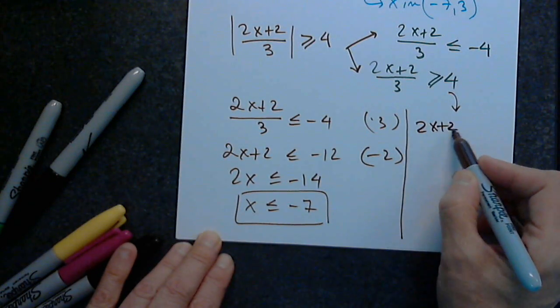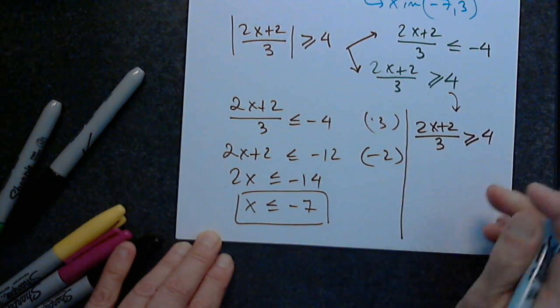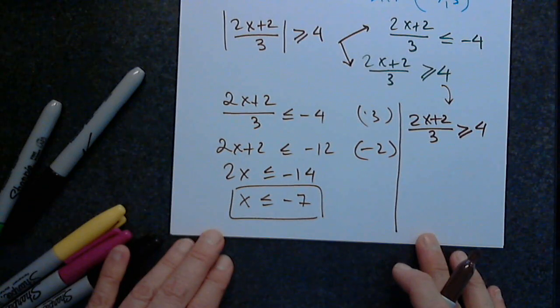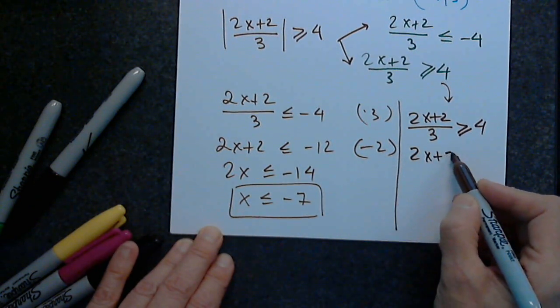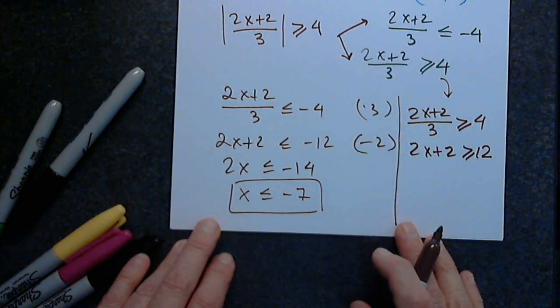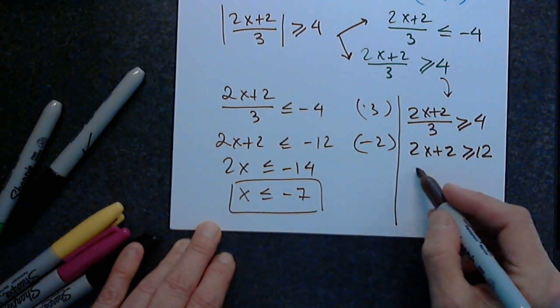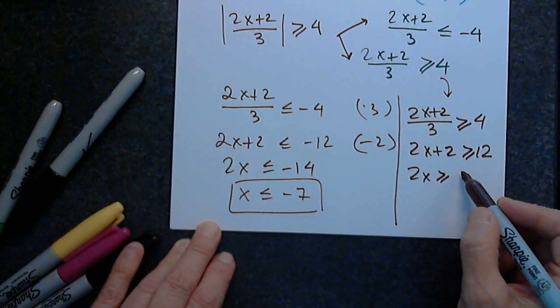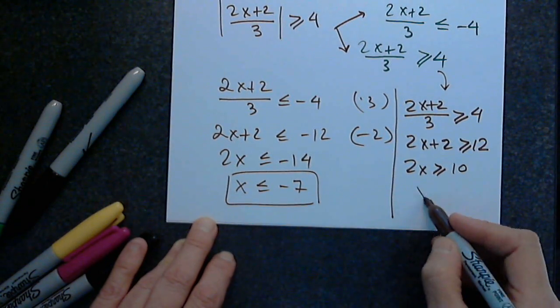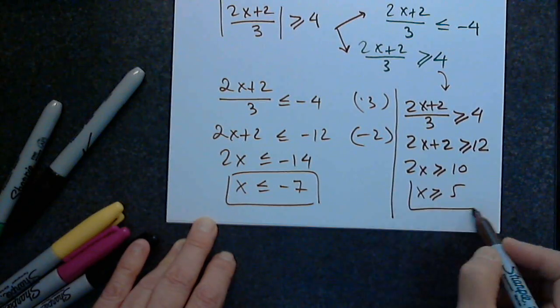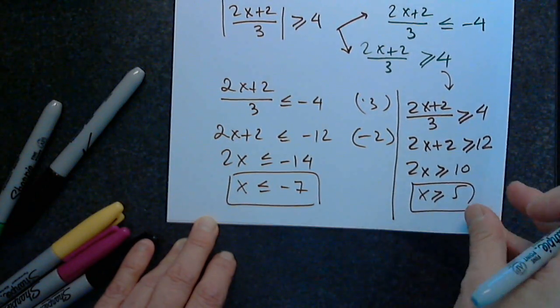will be 2x plus 2 divided by 3 greater than or equal to 4. Same thing, I multiply by 3. 2x plus 2 greater than or equal to 12. Same thing, I have to subtract 2. 2x greater than or equal to 10. And I divide both sides and I get x greater than or equal to 5. Now I have to put the solution together.